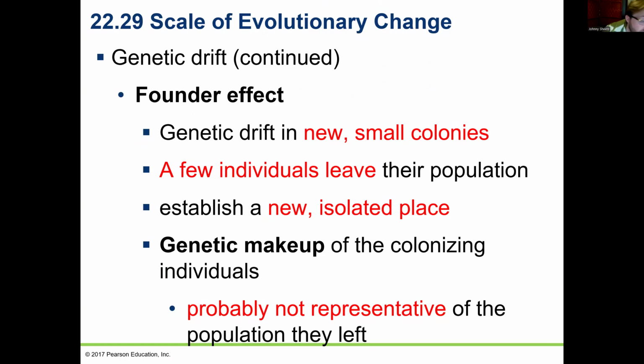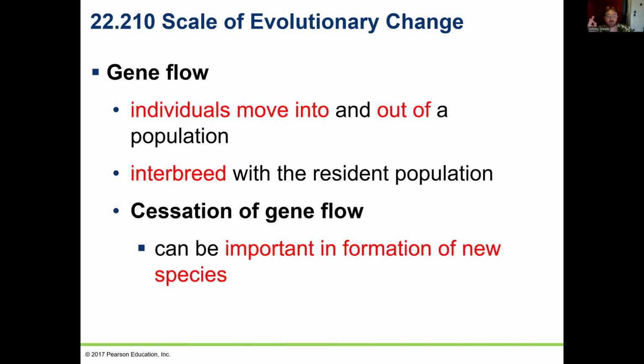Then we have the founder effect: genetic drift in some new small colonies. A few individuals leave their population and establish a new isolated place. This also could be a survivor's effect if they did not go to a new area, but rather everyone else died. And again, the point is when something like this occurs, you lose genetic diversity.